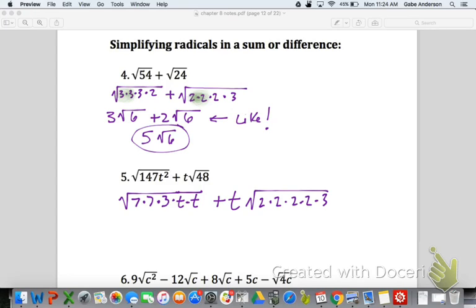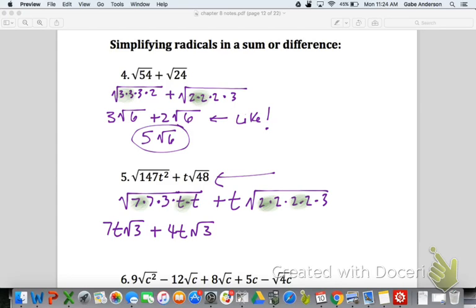Okay, so let's see if we can simplify these down. We see the pair of 7's and the pair of t's. So this would end up being 7t root 3. And then over here, I see 2 pairs of 2's. So that would end up being 4t root 3.